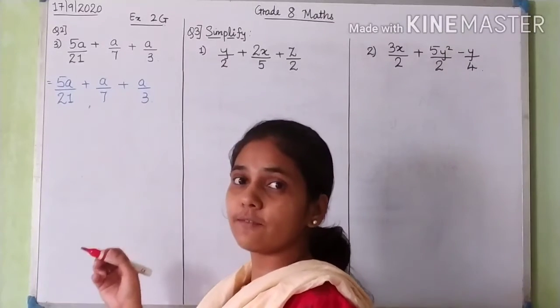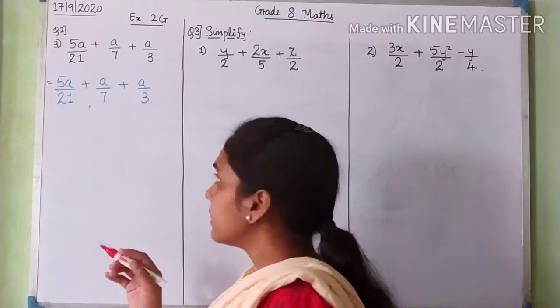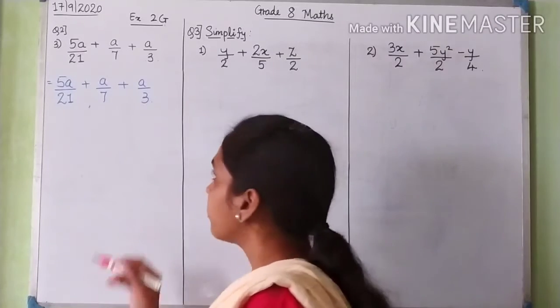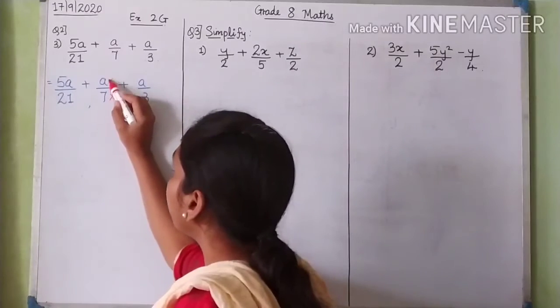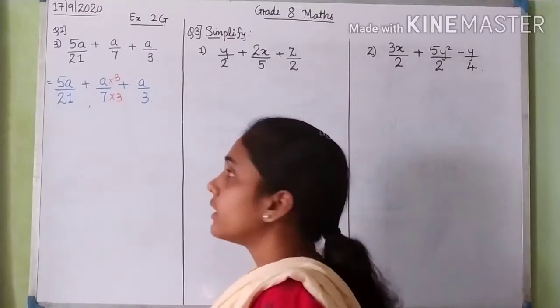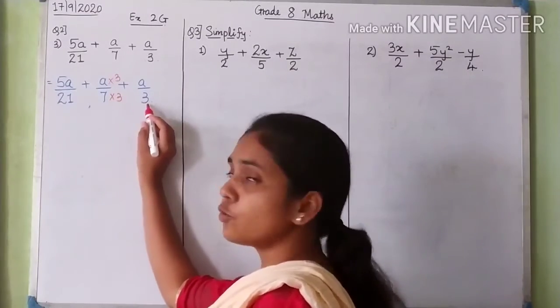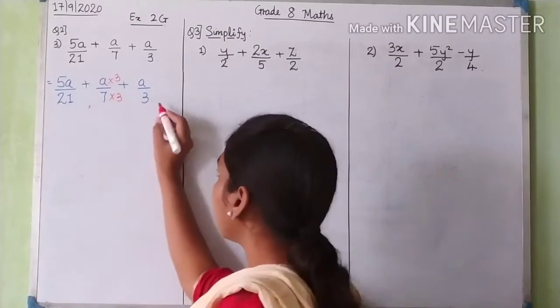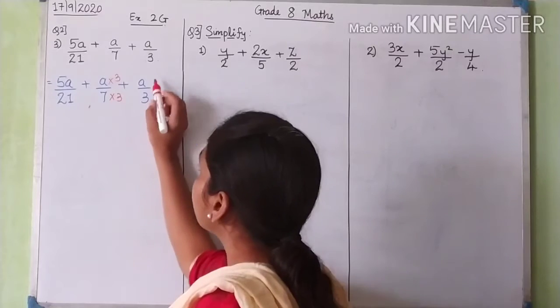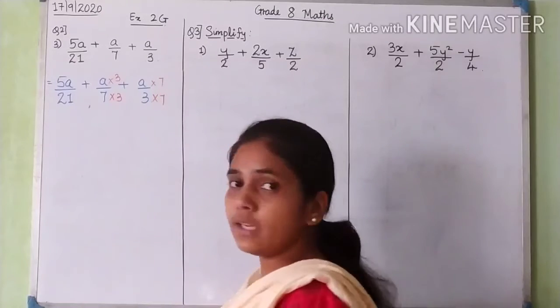What into 7 will give me 21? 7 into 3 will give me 21, right? So I have to multiply this 7 by 3, so I multiply the numerator also by 3. Now the next denominator, 3 into what is 21? 3 into 7 is 21. So I multiply this by 7, and the numerator also by 7.